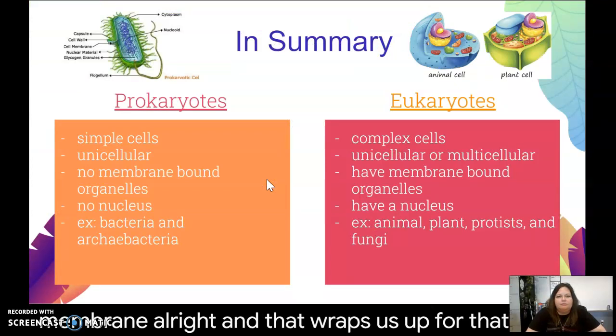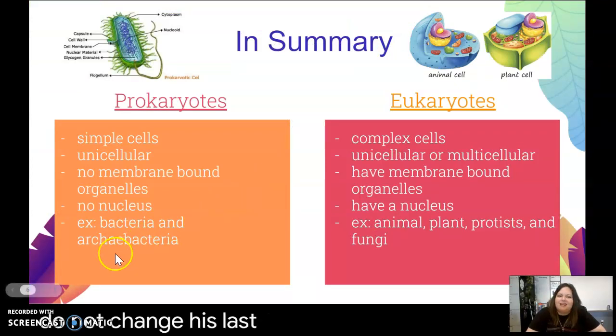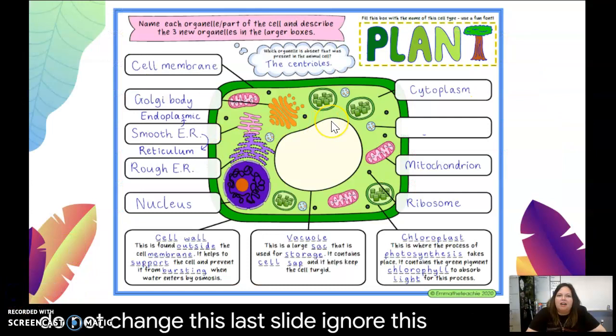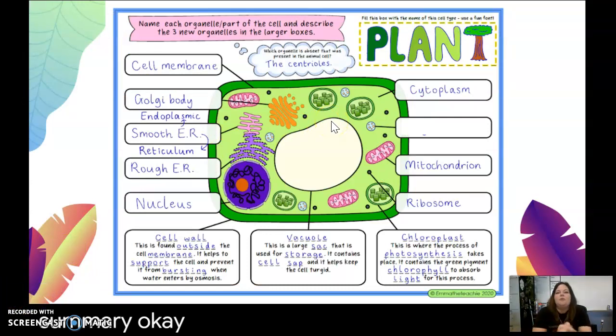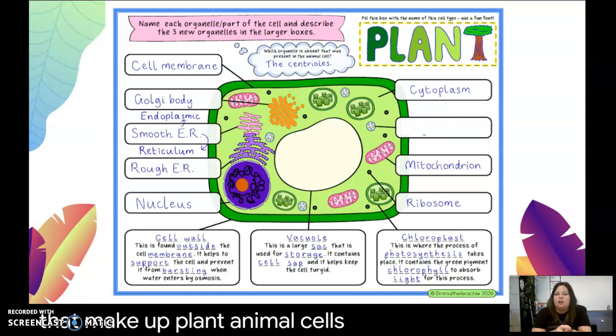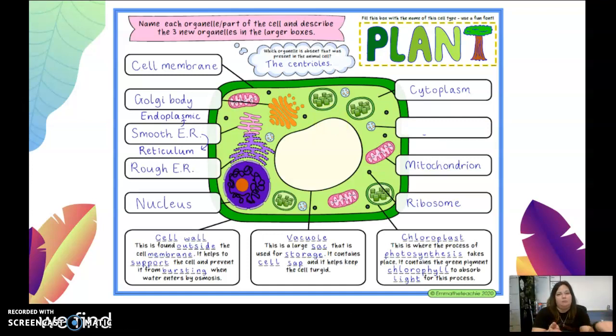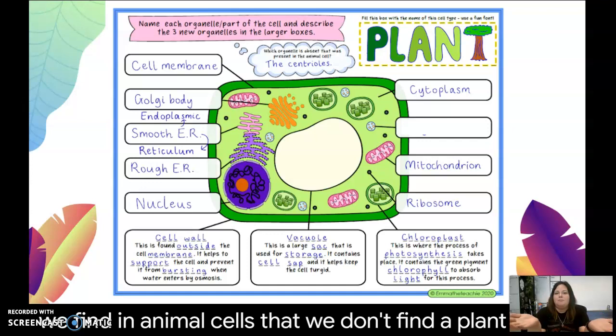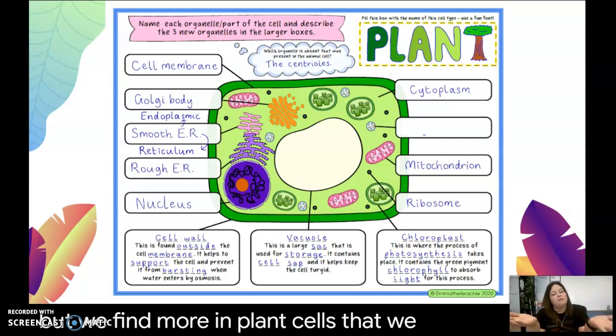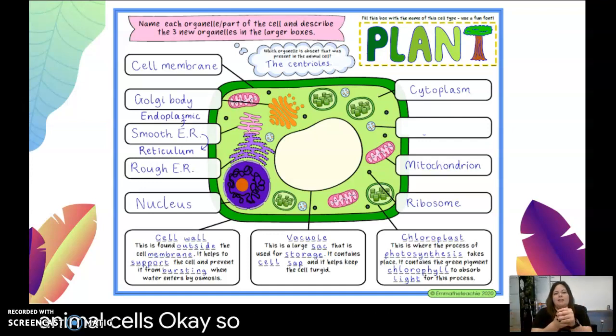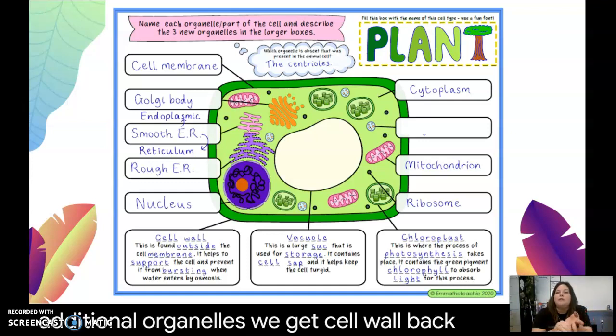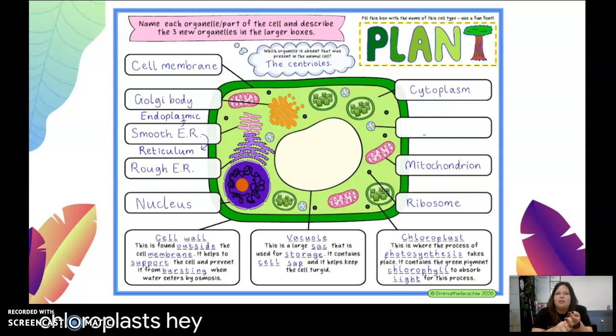I did not change this last slide. Ignore this. All right, so in summary, we've got all these different organelles that make up plant and animal cells. There are some that we find in animal cells that we don't find in plant cells, but we find more in plant cells that we don't find in animal cells, okay? So plants tend to have 3 additional organelles. We get cell wall, vacuole, and chloroplast, okay? So make sure you know what these things do and what they look like.